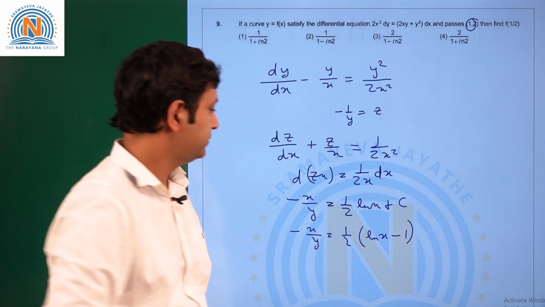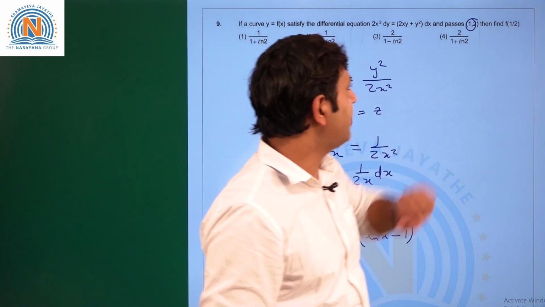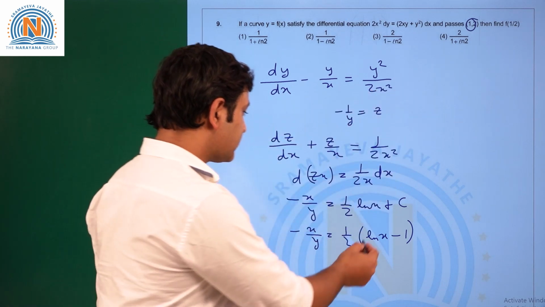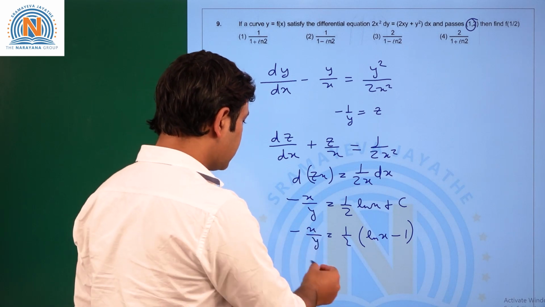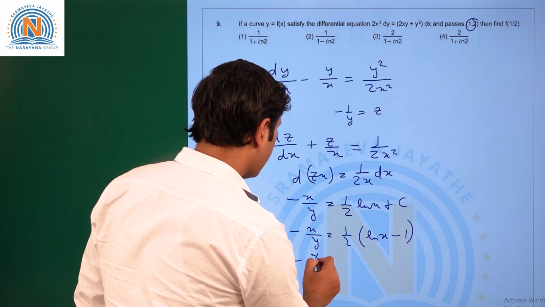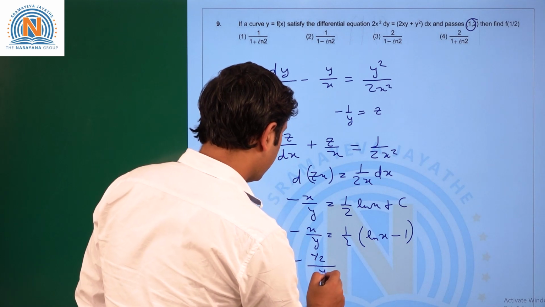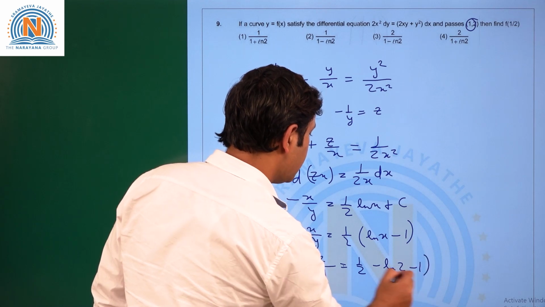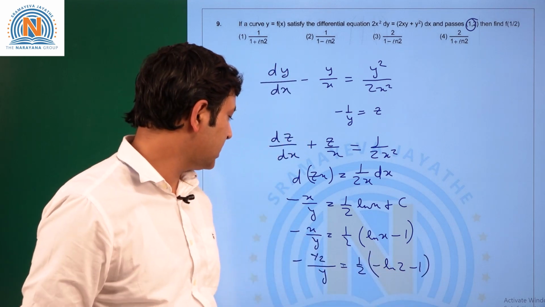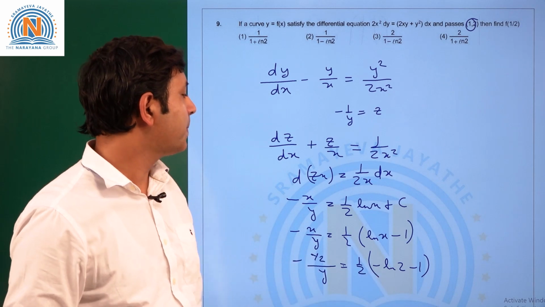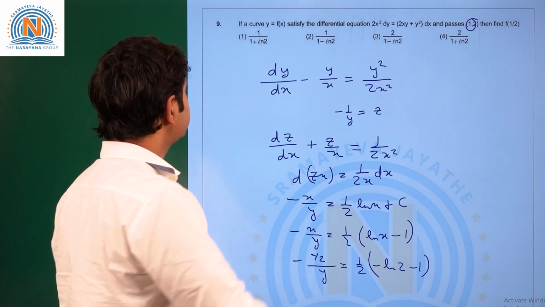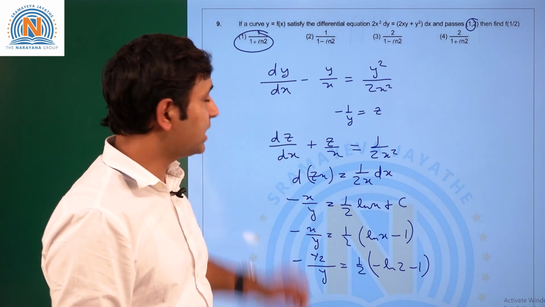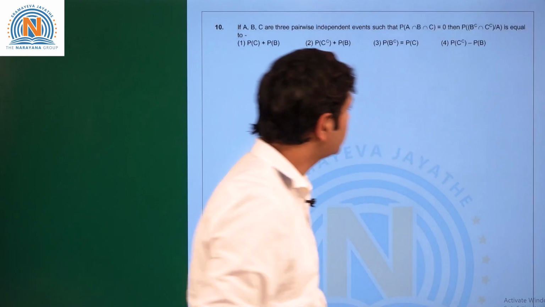minus 1. Now, we need f(half), or we need the value of y when x is half. Putting x is equal to half, minus 1 by 2y is equal to 1 by 2 ln(1 by 2) minus 1. The negative sign will cancel. 1 upon y is coming out to be ln 2 plus 1. So y is the reciprocal of that, which is 1 upon 1 plus ln 2. We'll mark that and we'll move on to the next question.